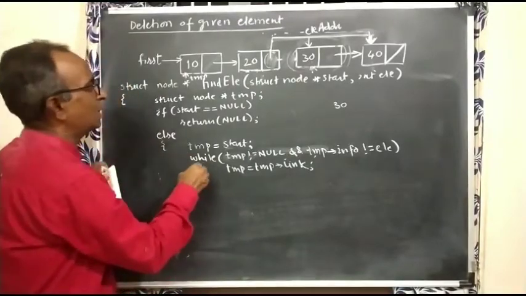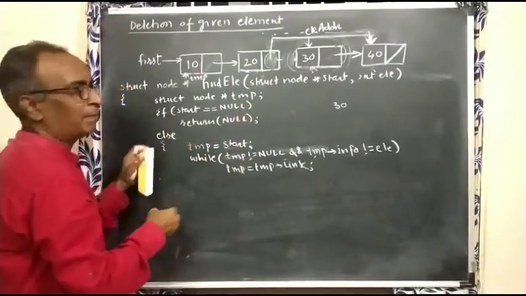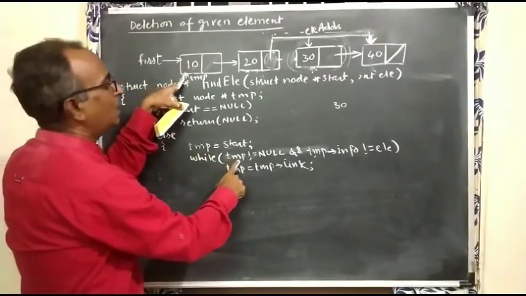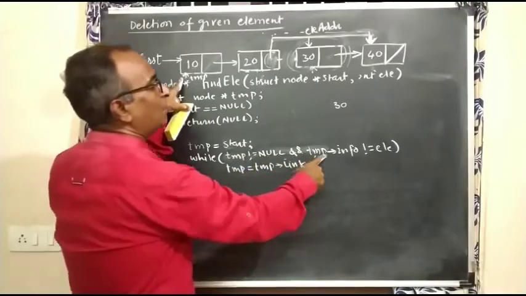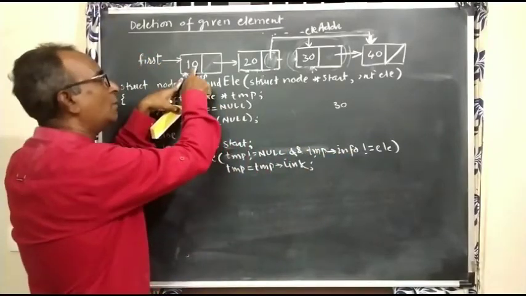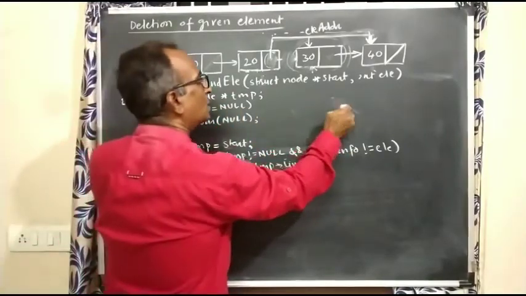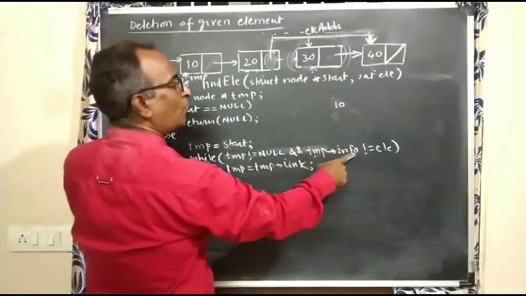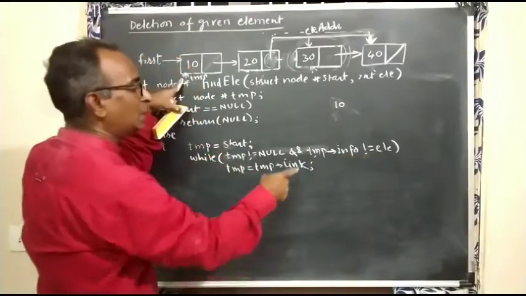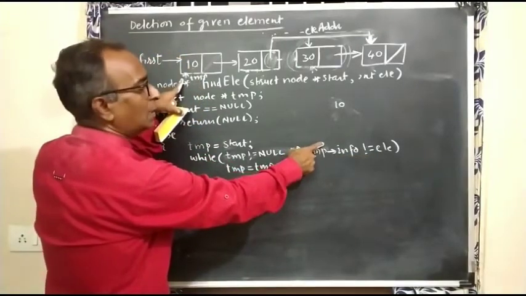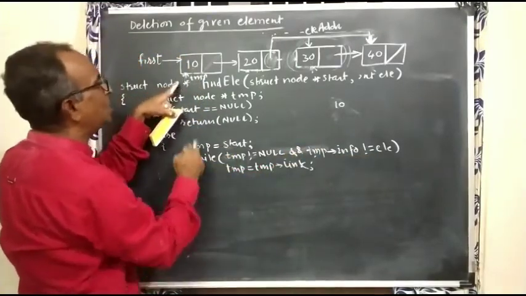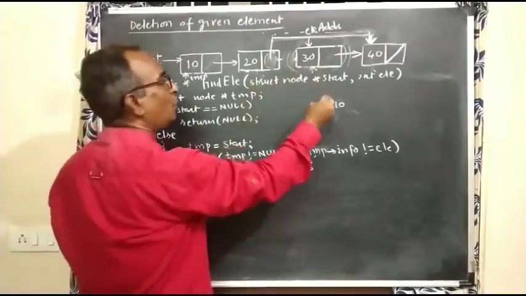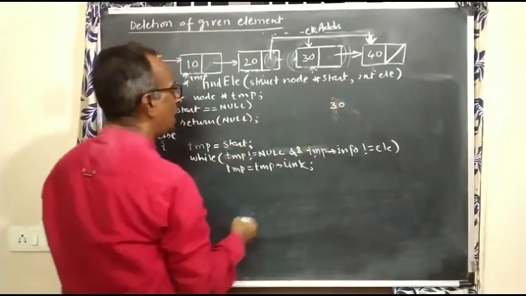Now what is happening? See, if you are searching for 10, what will happen? Temp is given start. Whether temp is null? No. Temp's info is not equal to element? This is false. When this is false, it will come out, which means temp is pointing to the node which we want, right?